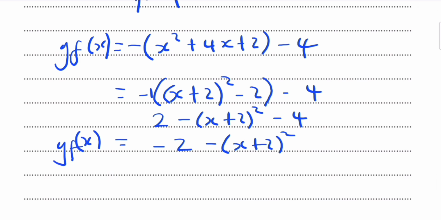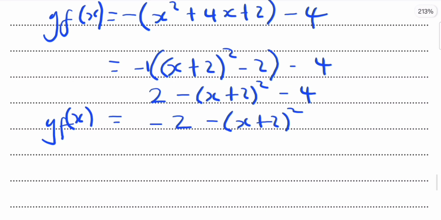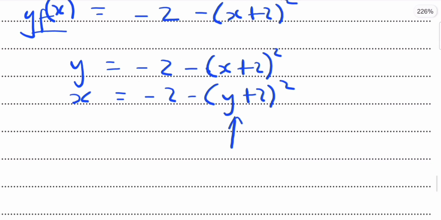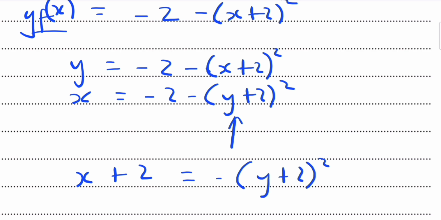As our gf of x. And now to find the inverse, we're just going to assume this is y, so y is equal to minus 2 minus x plus 2 squared, and replacing this with an x, x equals minus 2 minus y plus 2 squared. Right, we swap the 2, and now we're going to try and make this the subject. So x plus 2 is equal to minus y plus 2 squared.